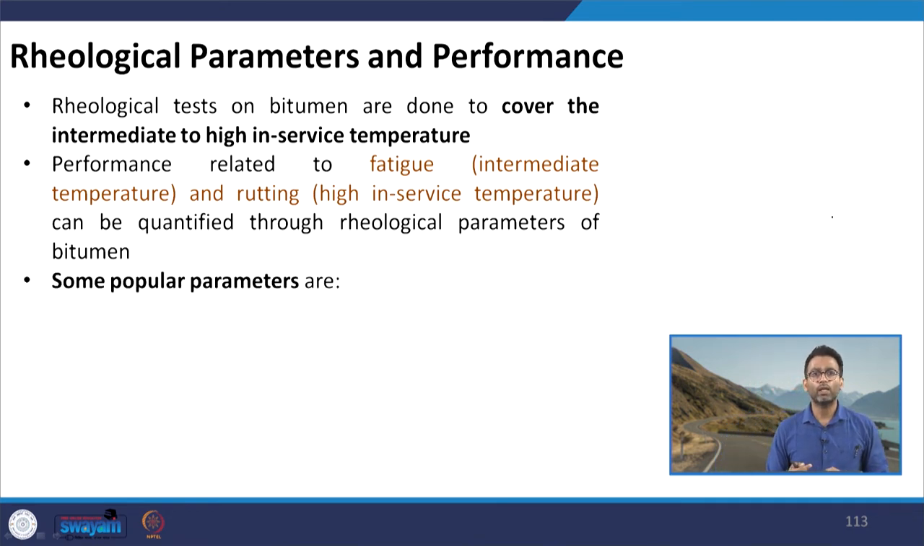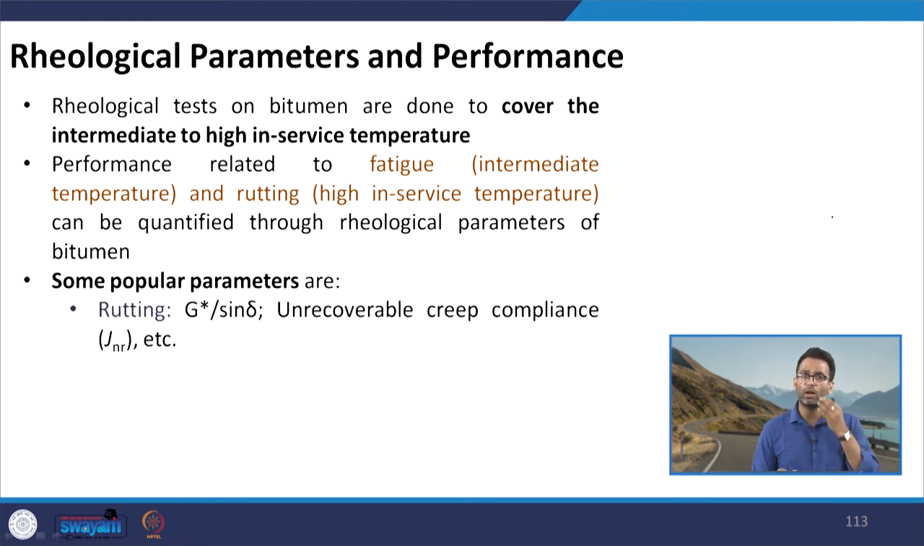Okay. So, in this direction, some of the parameters have been researched and they are very popularly used. We also have specifications which put a check on these parameters to select a bitumen such that it has resistance towards permanent deformation or rutting as well as fatigue cracking. Some of the parameters, for example, for rutting, is G star by sine delta. We will discuss this.